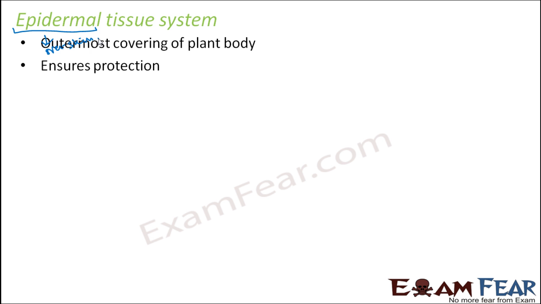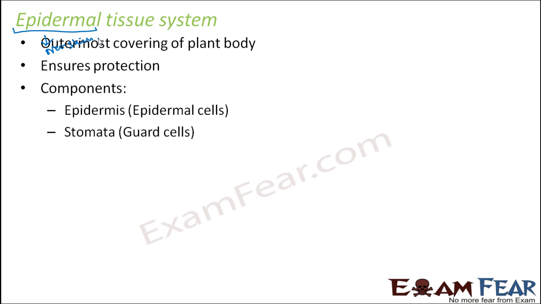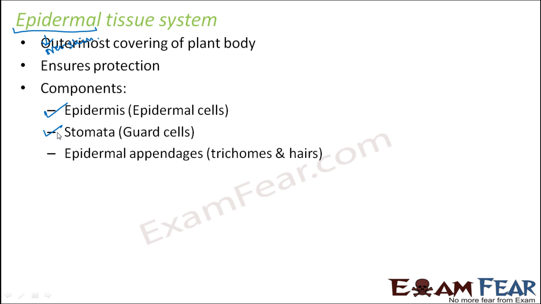Now the question is, what constitutes this tissue system? Because this tissue system also consists of some tissues. So what are those tissues? The components of epidermal tissue system are epidermis, stomata, and epidermal appendages. These are the basic components of epidermal tissue system. Epidermis, we all know, is the outermost layer. Stomata are nothing but the small openings which are present on the surface of leaves. That is also a part of epidermal tissue system, because even the stomata are present on the epidermis, that is, on the outermost covering.